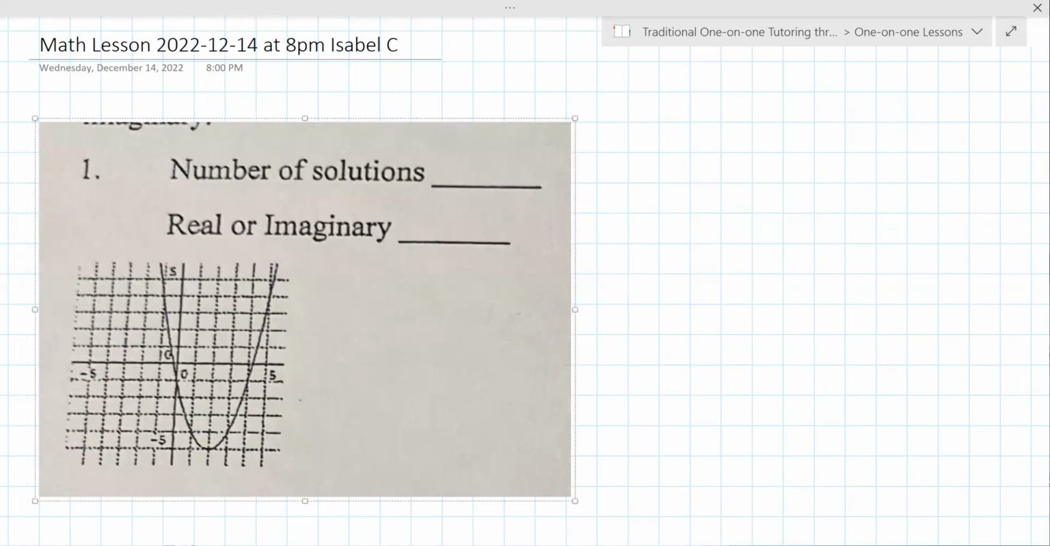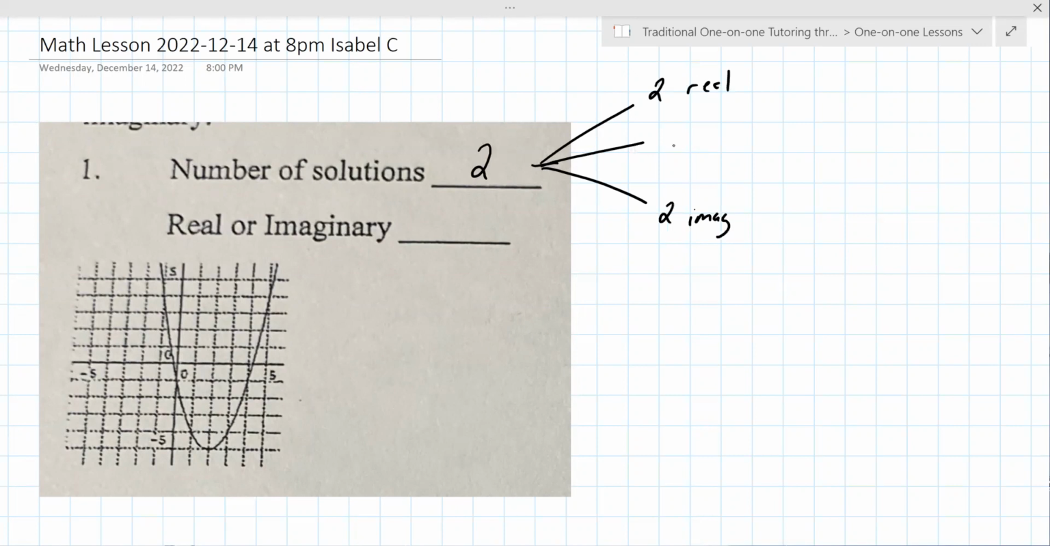So the first two problems are asking you to determine the number of solutions and whether they're real or imaginary. There are always two solutions to a quadratic. But there's kind of three possibilities here. One is that there's two real, two imaginary, or there's one real that's repeated. Sometimes that's called one. It depends on the system. It could be one, or you count them both, so it's two.